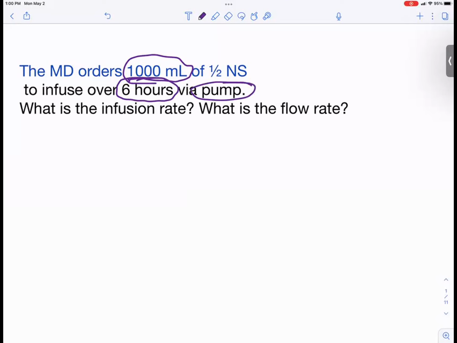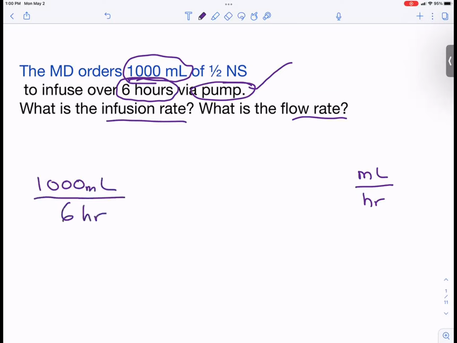So the first thing you should be thinking is, I'm solving for what? It says pump, and it wants the infusion rate or flow rate. So you are solving for milliliters an hour. So what is the doctor's order? He's ordering 1,000 milliliters in 6 hours.